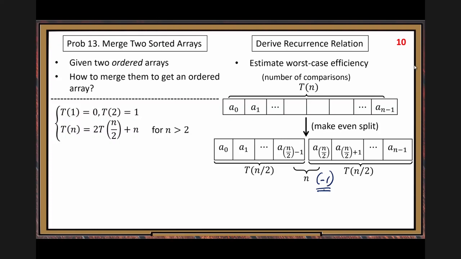T of 1 element, no comparison, right? So T of 1 equals 0. T of 2 elements, 1 comparison. Get it sorted, right? So T of 2 equals 1. Other than that, T of n equals 2 times T of n over 2 plus the merge cost n. That's our recurrence relation. Now we need to solve this recurrence relation.